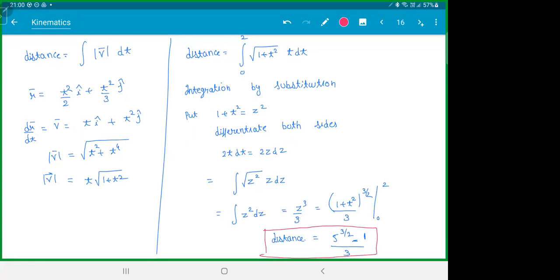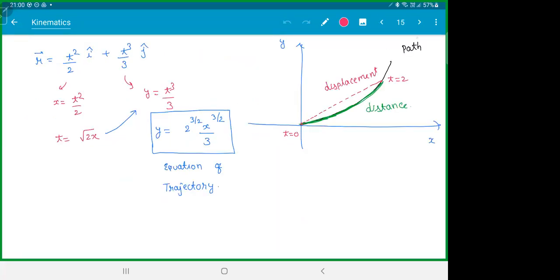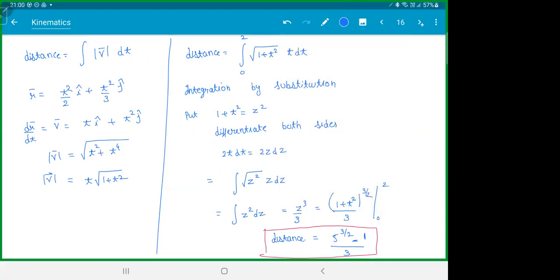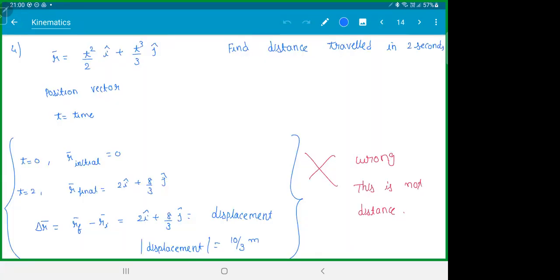That is the length of this green line we are talking about. Do have a look at this. So this is a combination of vectors, calculus, and kinematics. Again, the whole thing: I gave you a position vector t square by 2 i cap plus t cube by 3 j cap, and you asked me to find distance. If you do directly r final minus r initial, what you get is displacement. This is not distance, so be careful.